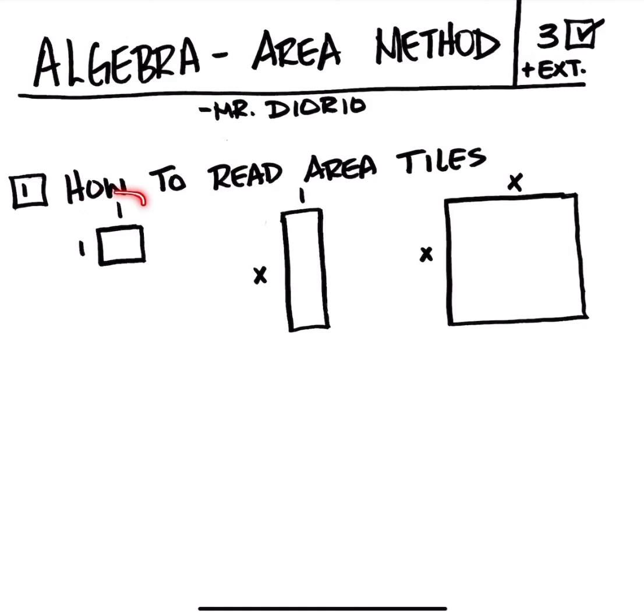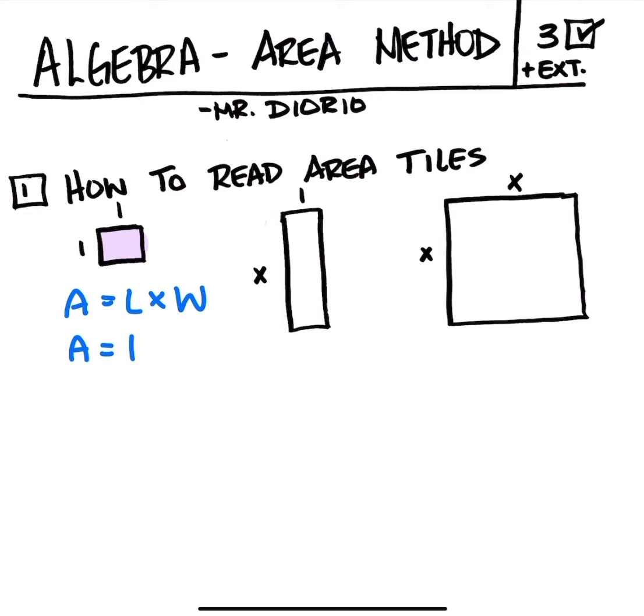So let's look at our first one here. The first tile that we have is a 1 by 1, and we know that area equals length times width. So we have length 1 times width 1 is equal to 1. So our area here is 1.